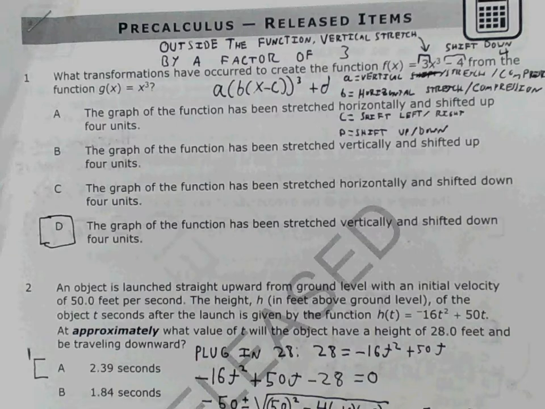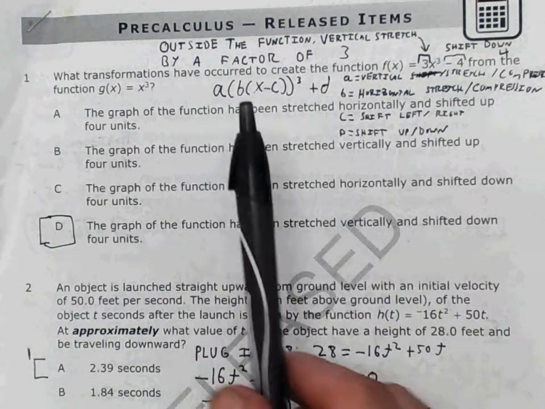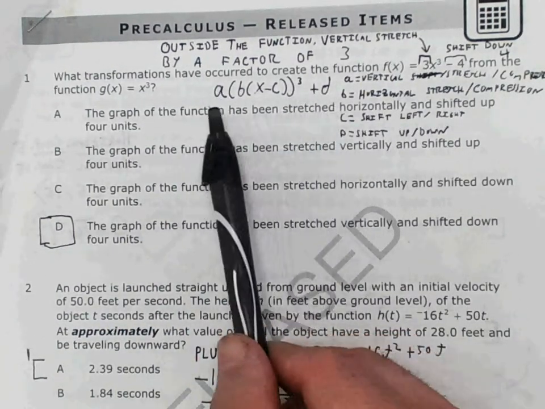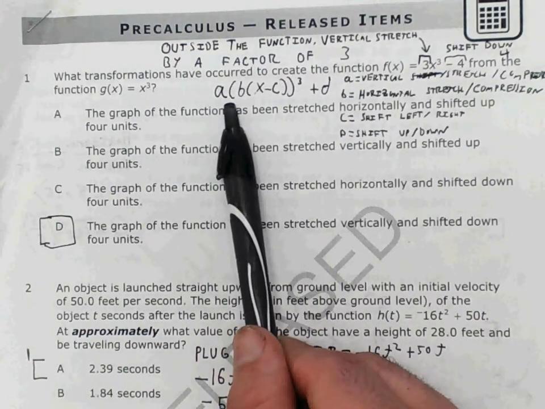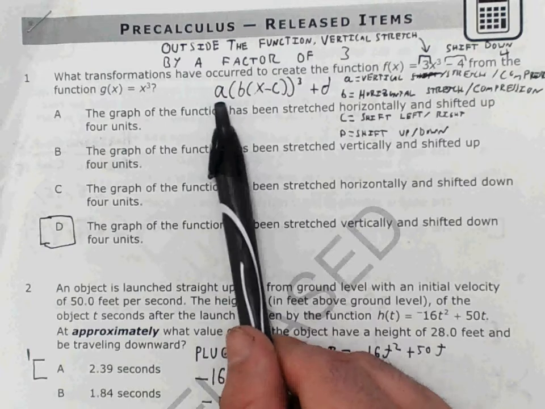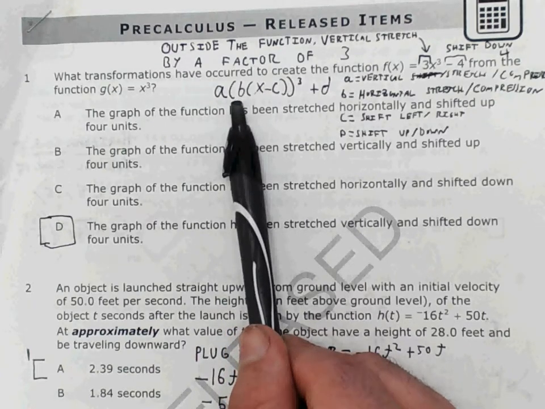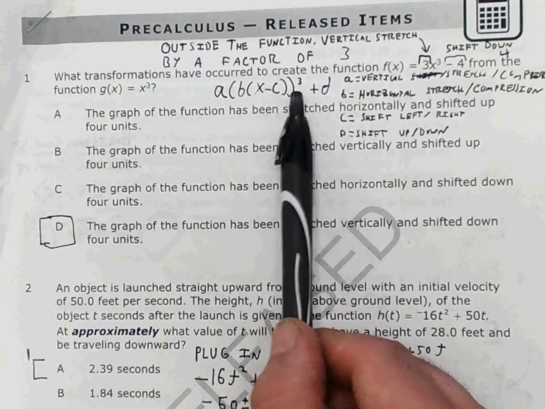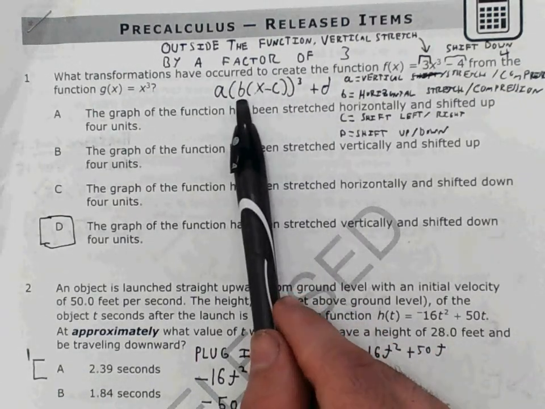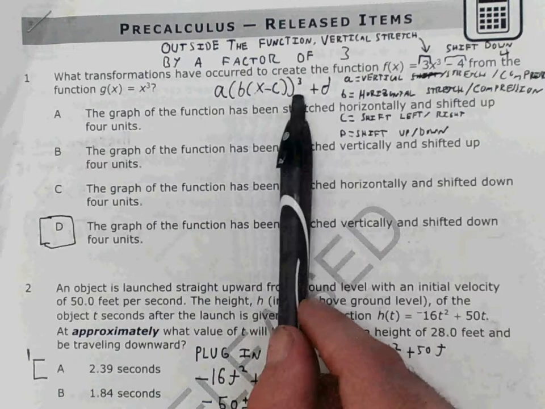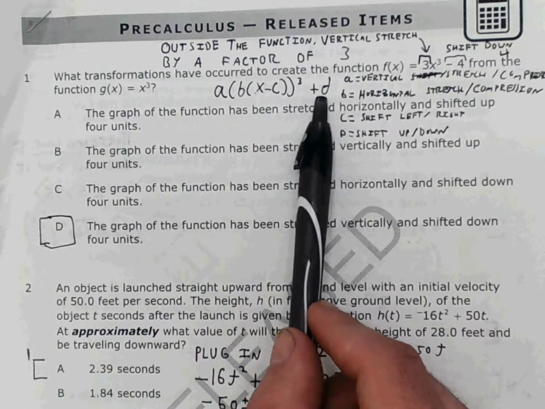For the first problem, it says what transformations have occurred to create the function f of x is equal to 3 times x cubed minus 4 from the original function g of x is equal to x cubed. First thing we want to do for function transformations is look at the core basics, which is a times the quantity of b, which is inside the function, of x minus c cubed plus d. Notice b is inside the function because it's inside the parentheses that's being cubed. D is completely outside the function.